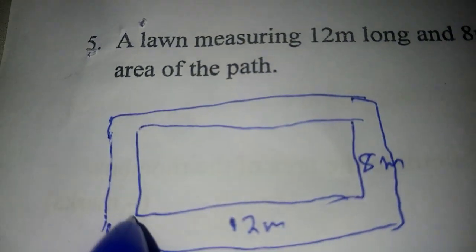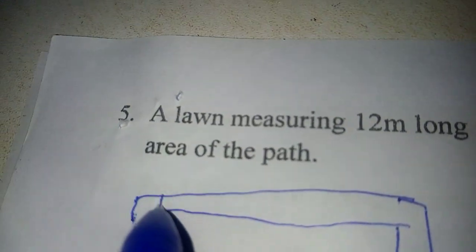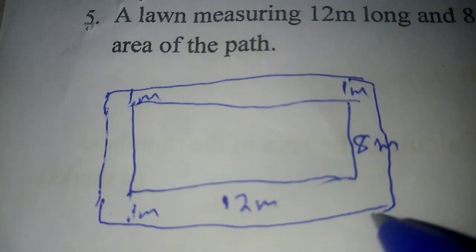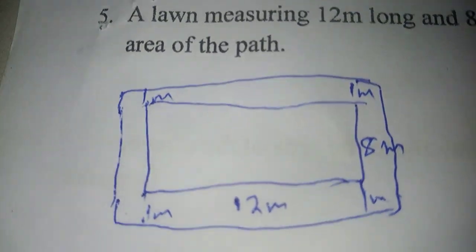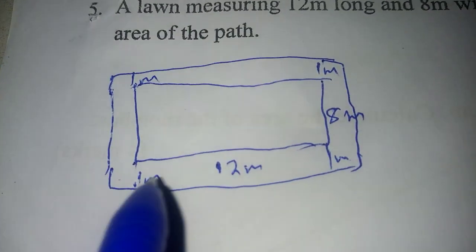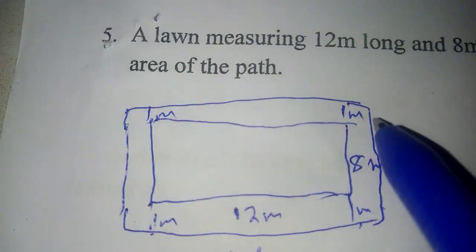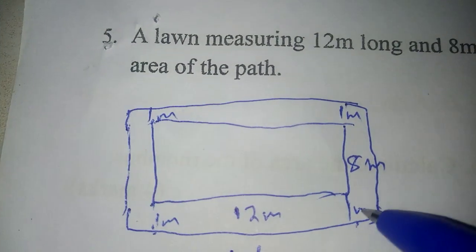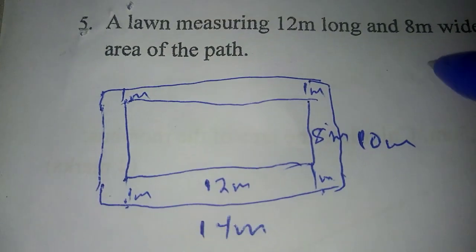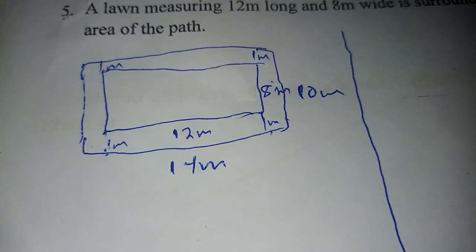So it means that from here to here is 1 meter, and also up here it is 1 meter. Also here we are having 1 meter, and also here we are having 1 meter. So the length of the outer rectangle will be 12 plus 2, this is 14 meters, and the width will be 8 plus 2, which is 10 meters. So we want to calculate the area of the path.